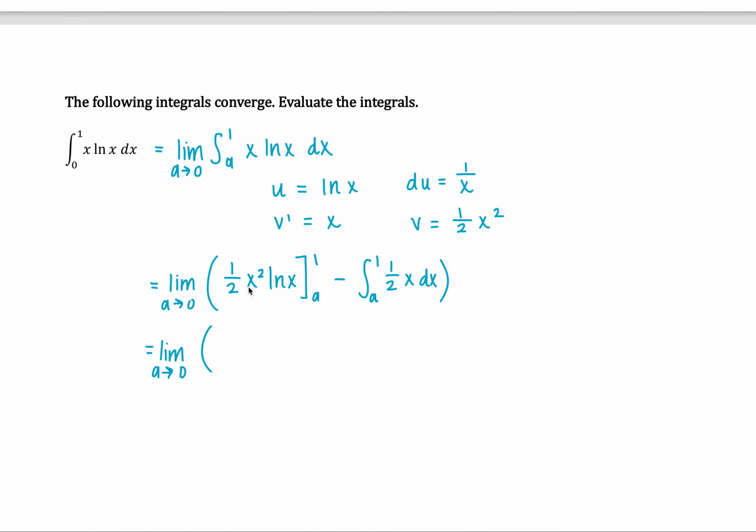If I substitute in a 1 for x, I get 1 squared times the natural log of 1. The natural log of 1 is 0, so that whole term is just going to be a 0. So then we're going to have minus 1/2 a squared times the natural log of a, and we will look at that limit in a little bit. Over here, when I integrate 1/2 x, it's going to be 1/2 times x squared over 2, so we end up with 1/4 x squared. And again, we're going to look at that from a to 1.